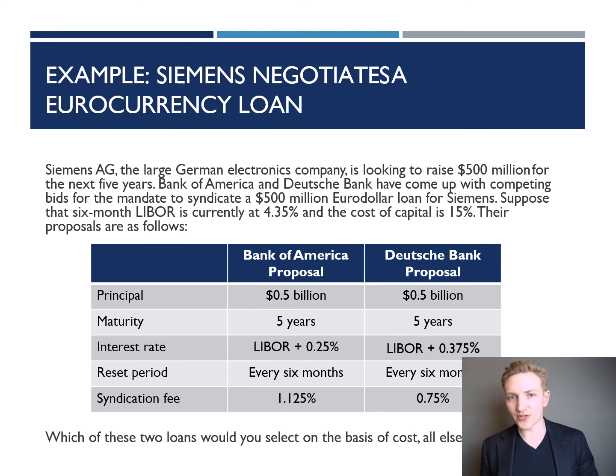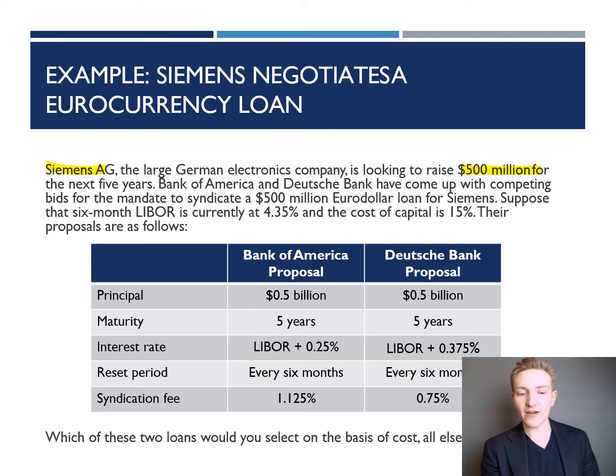Let's have a look at another example to see again how this works. We're going to look at 2 different proposals to see how the different cost areas can make a difference to the borrowing. So suppose we've got Siemens AG, a German company. Now it's considering 2 different debt instruments, or 2 different borrowings. It wants to raise $500 million for the next 5 years.